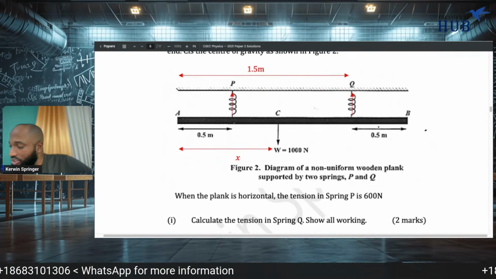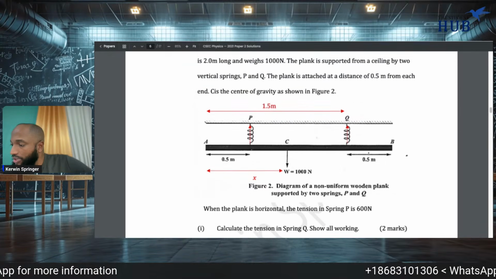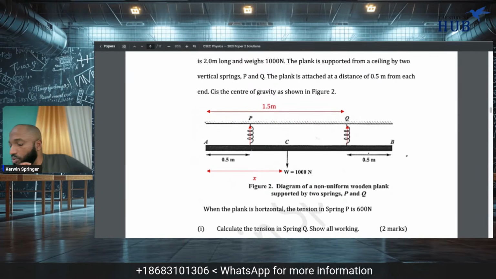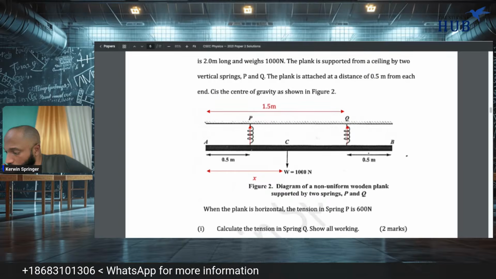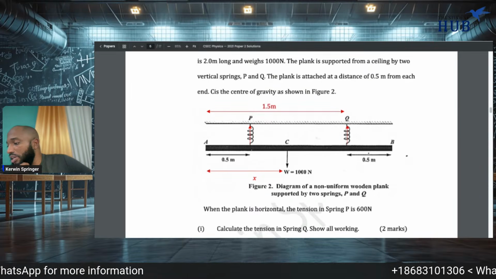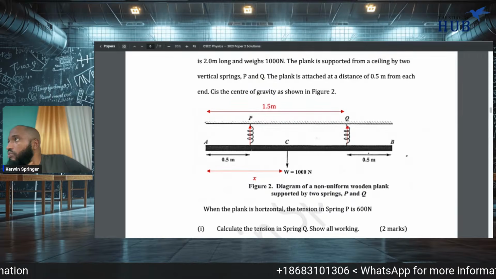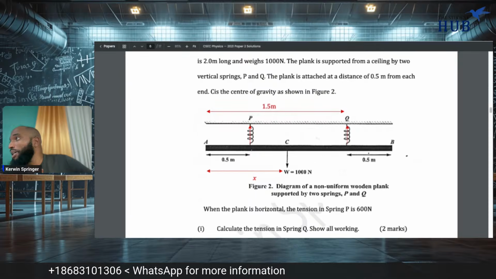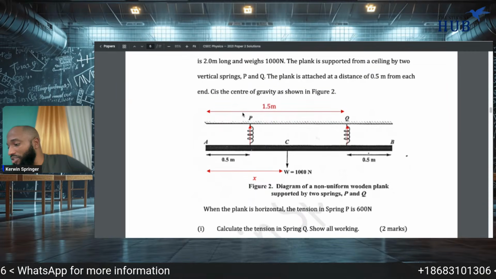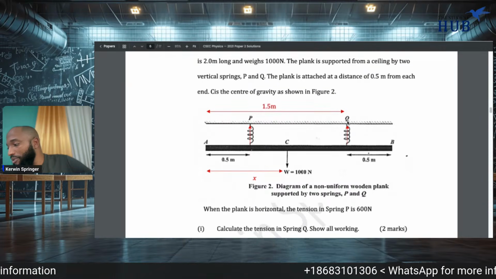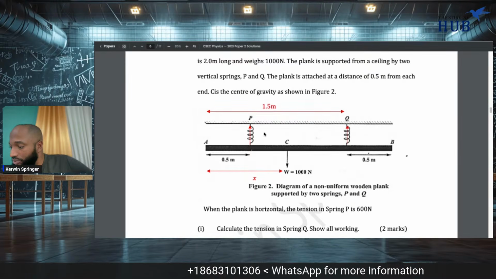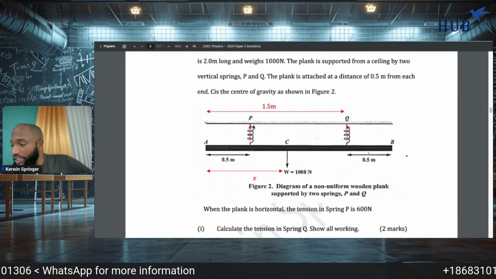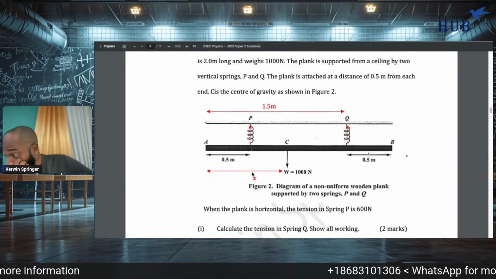Calculate the tension in spring Q. How would we calculate the tension in spring Q? What's the downward force? What is the tension in spring Q really quick? You can just work it out right now. 500. Because you thought it was uniform, so you divided by 2, but it's non-uniform. They say P is 600, so Q has to be 400. That's clean, right? 600, 400, 1000. So now that I know this is 400 and this is 600, I can work out X.